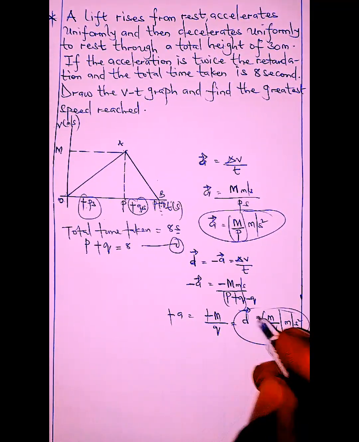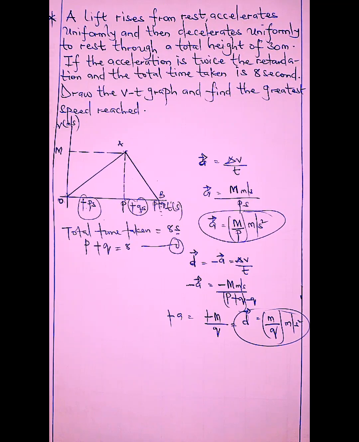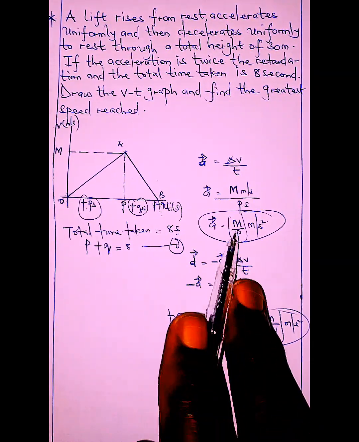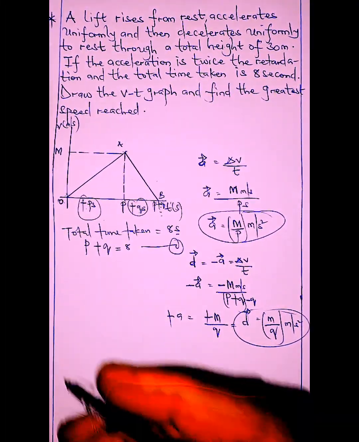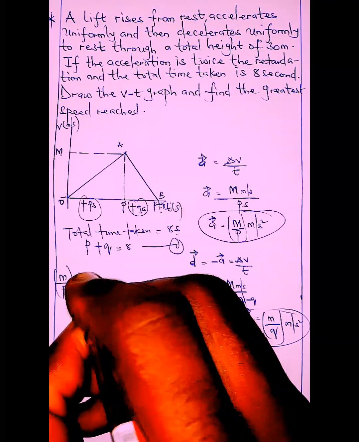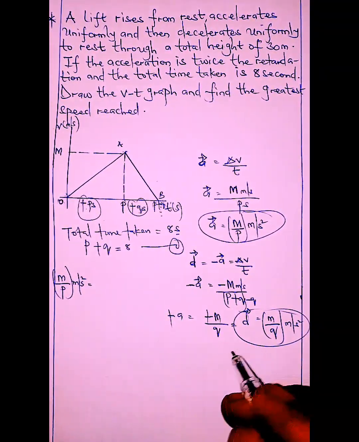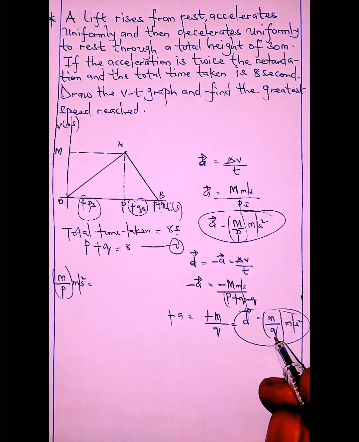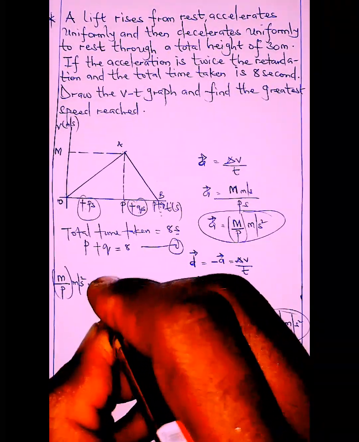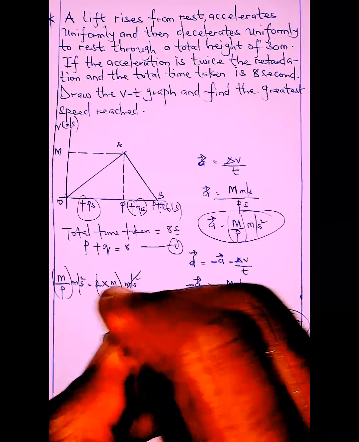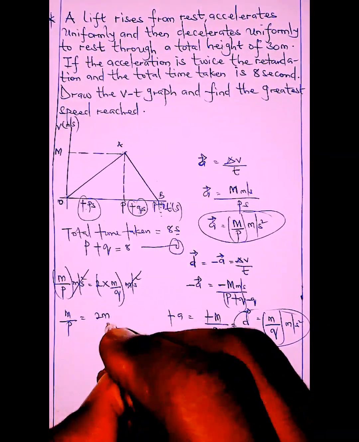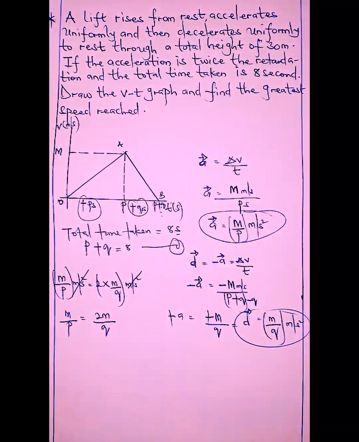This is our retardation. So we are told that the acceleration is twice the retardation. Do you know what that means? Acceleration is twice the retardation. So it means m over p meter per second squared is 2 times the retardation. To get the acceleration, you need to double the retardation. So that's 2 times m over q meter per second squared. So you have m over p equals 2m over q.